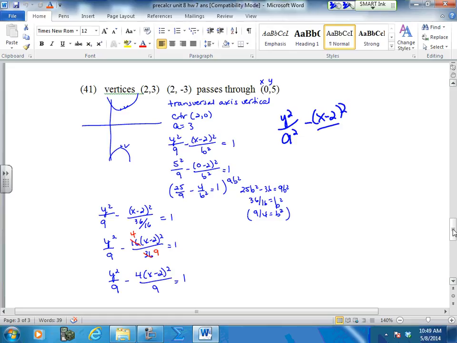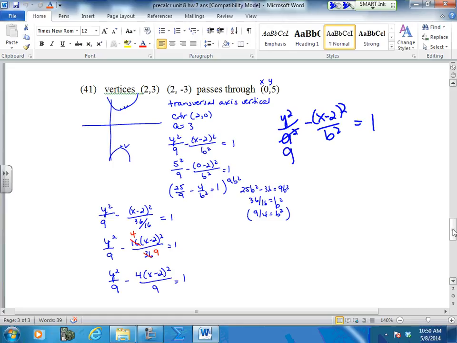This is as far as we get right now. Okay? You know the distance of A, right? From your center to your vertex point. So therefore, it would be 3. So I'm able to take this out, put in 3 squared, 9.